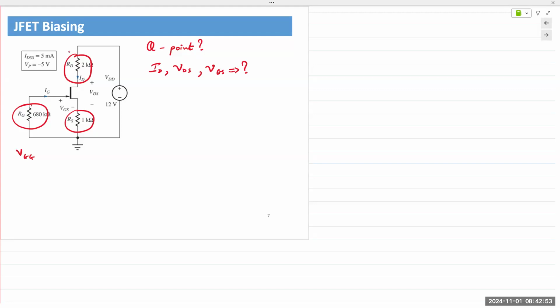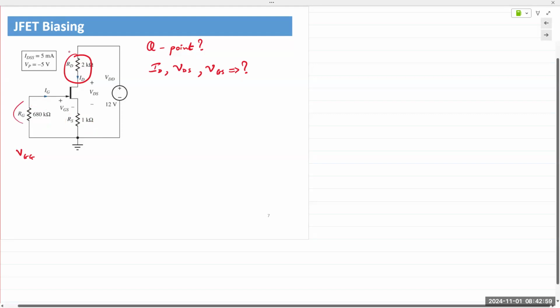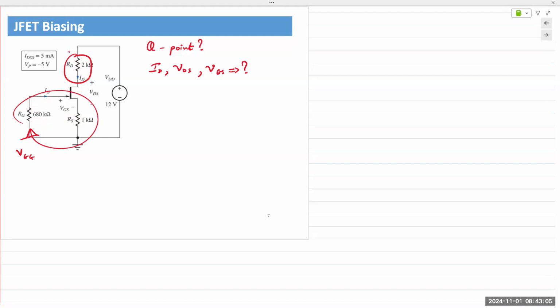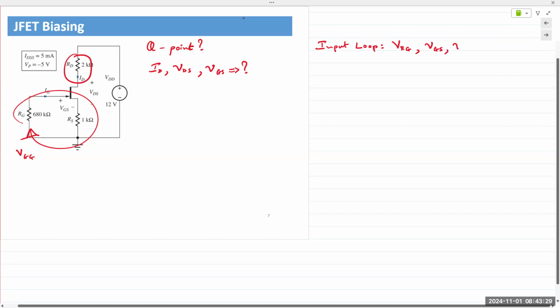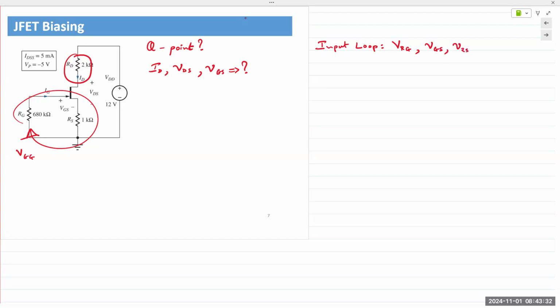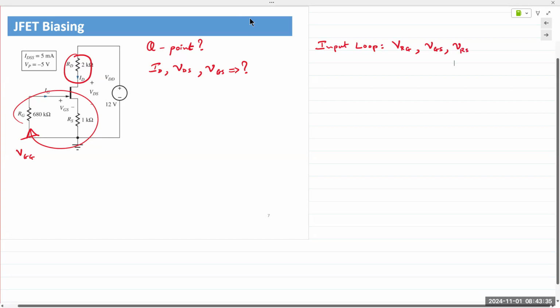The input side is the gate and source, so we look at VGS. So the input loop is right here. Actually, let me write it on the right. Input loop consists of 3 voltages. We have the voltage across the gate resistor, then we have the gate to source voltage, and then we have the voltage across the source resistor, VRS.